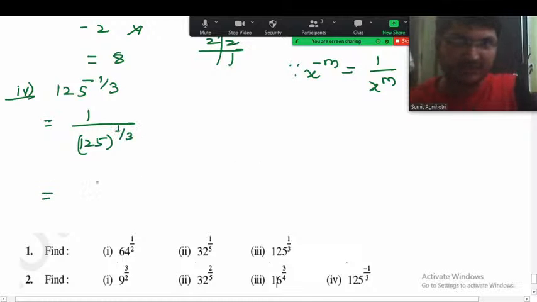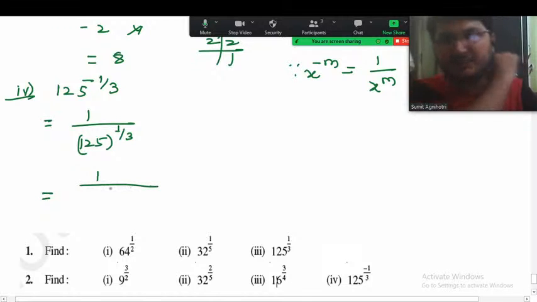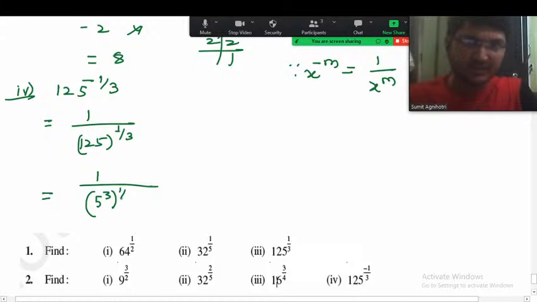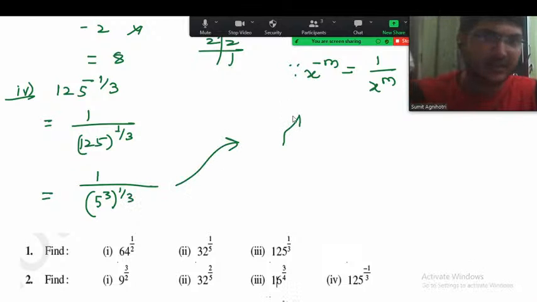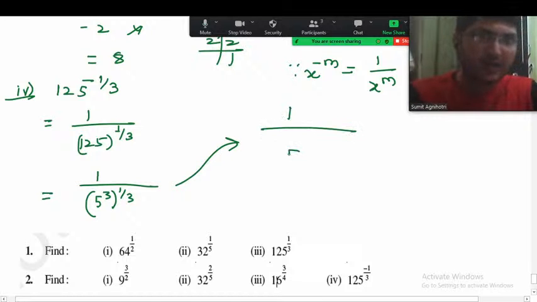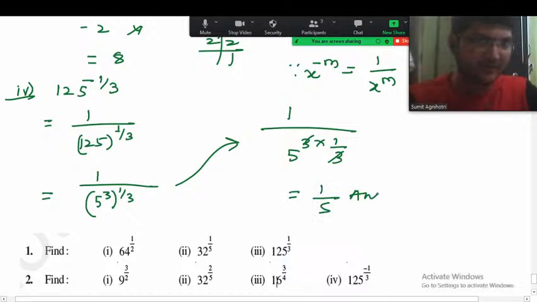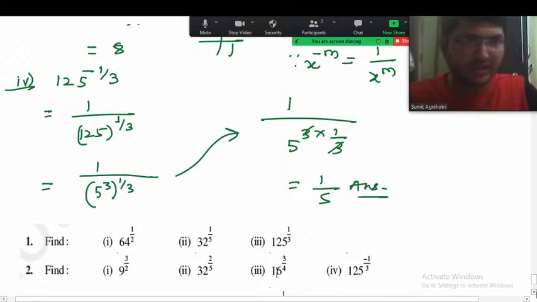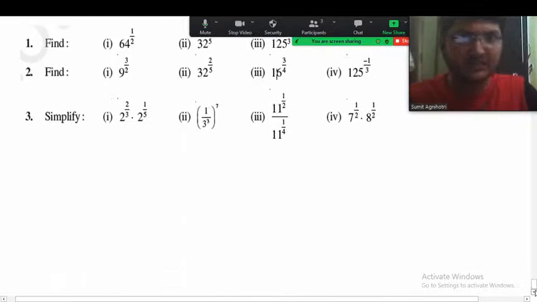Further, if you simplify 125, can you tell me how can we write 125? Is it 5 raised to the power 3? 5 raised to the power 3, sir. Further, we can write it as 1 over 5 raised to the power 3 times 1 over 3. The 3 can be cancelled. We got 1 over 5. Okay, now can you solve this third part?